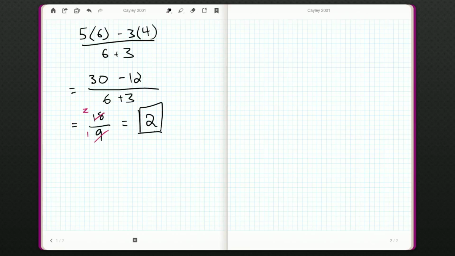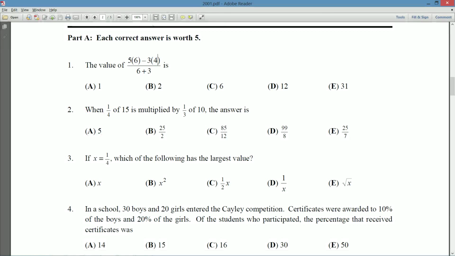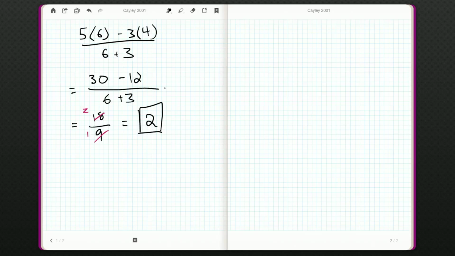It's that simple. We shouldn't really be stressing about question number 1. It's designed so that just about anyone will get it. And here we have an answer of B, 2. So that's our very first answer, and we have earned ourselves 5 marks.